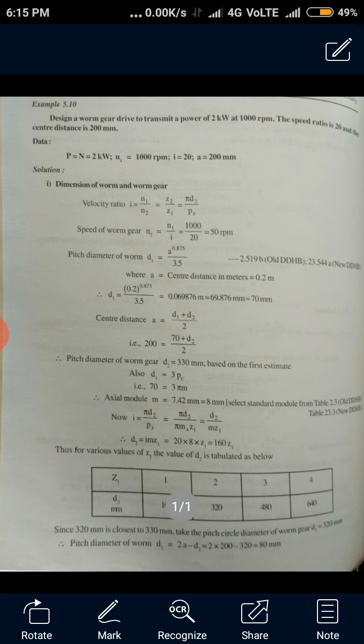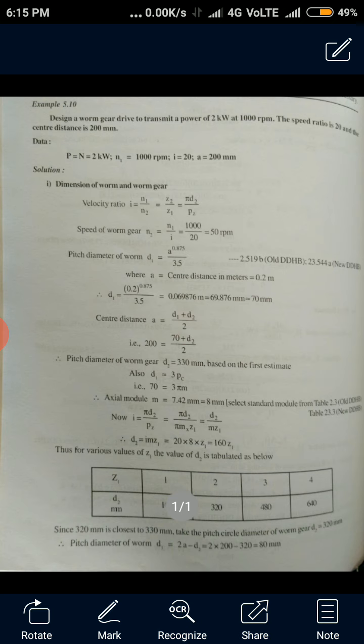Now, once you know the speed of the pinion, we can determine the speed of the gear. So here remember, worm is always the pinion and worm gear is always the follower. So using the velocity ratio i equal to n1 by n2, the speed of the worm gear is n2 equal to n1 by i. So 1000 by 20 we get 50 rpm. So that is parameter 1.